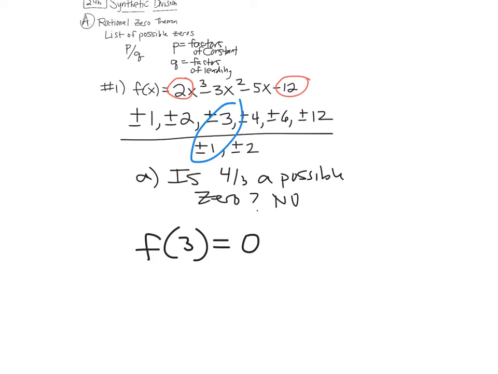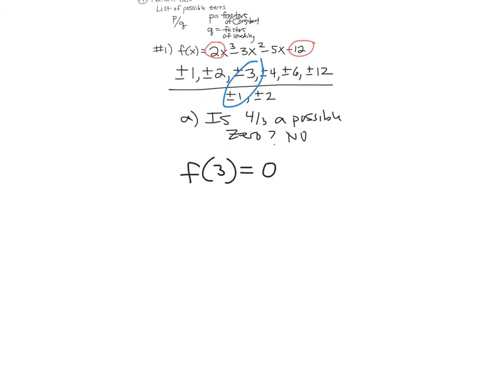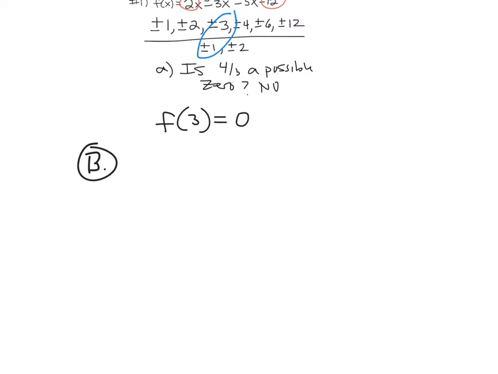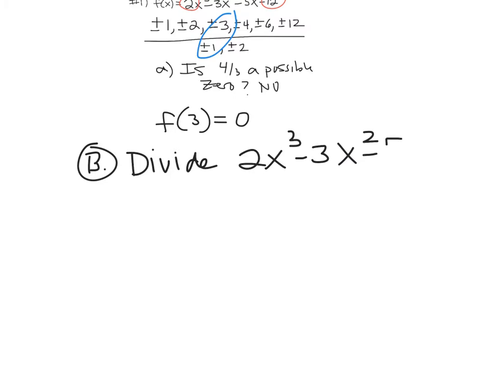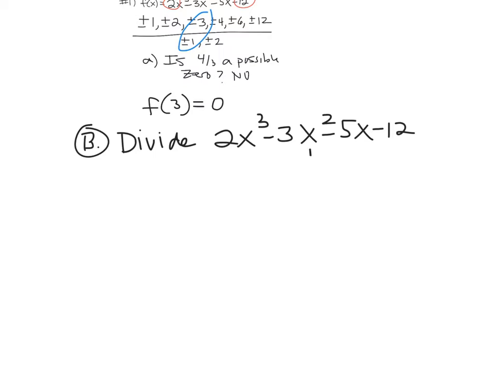let's go ahead and now let's do some synthetic division. Okay, so part B. Long division is nobody's favorite, I'm assuming. It just takes a long time. It's not that fun. So let's go ahead and we are going to divide 2x cubed minus 3x squared minus 5x minus 12, the polynomial that we just did, by x minus 3, which we know that 3 is a 0. We should get a remainder of 0 when we do this because it is a factor.